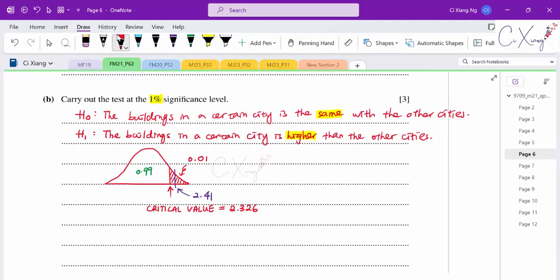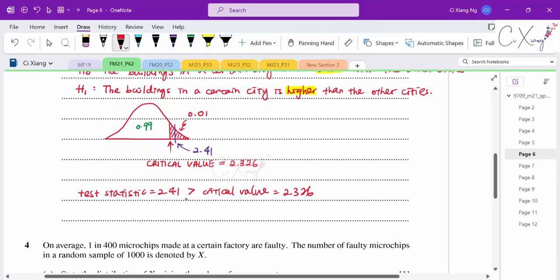Before we can make any decision here, you can write the reason: because the test statistic is equal to 2.41, it is more than the critical value, which is equal to 2.326. If you want to see it clearly, you can imagine this diagram in your mind, or sketch it, and you will see that the 2.41 falls under the rejection region. The shaded region means the rejection region. So since the test statistic falls under the rejection region, our conclusion will be to reject the null hypothesis.